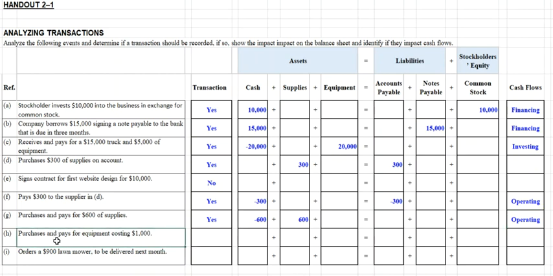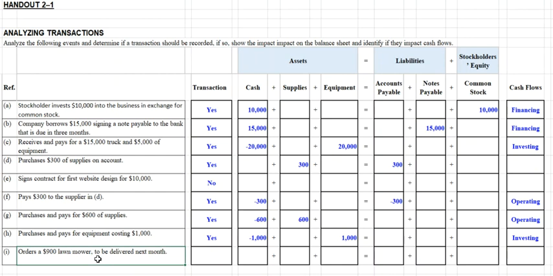We purchase and pay for equipment costing $3,000. Again, yes, it is a transaction. It's impacting our accounting equation. We have a $3,000 increase in equipment, and we have a $3,000 decrease in cash. And again, we don't typically buy equipment as part of our operating activities. This would be considered an investing activity, a long-term asset that we're going to use in our business over time.